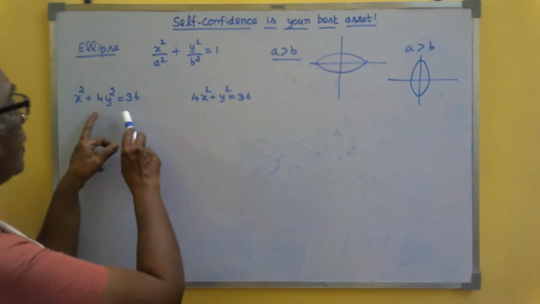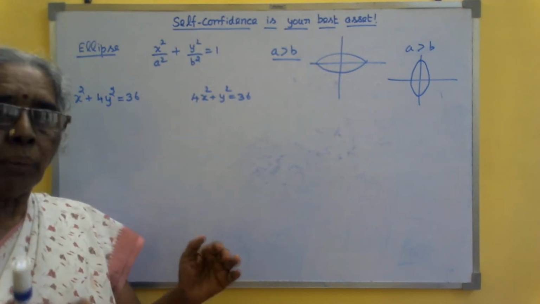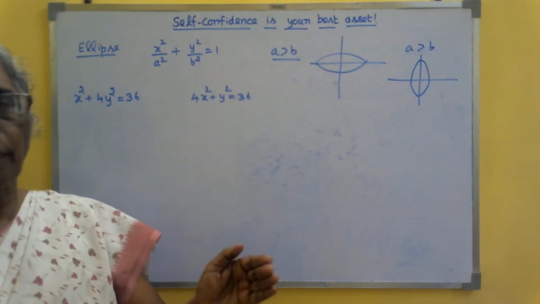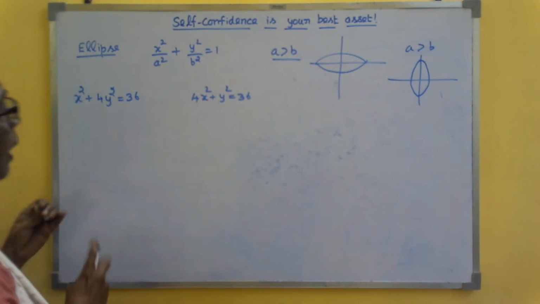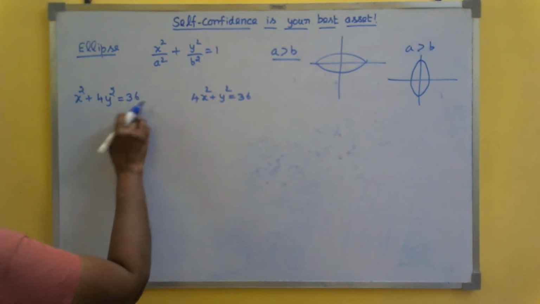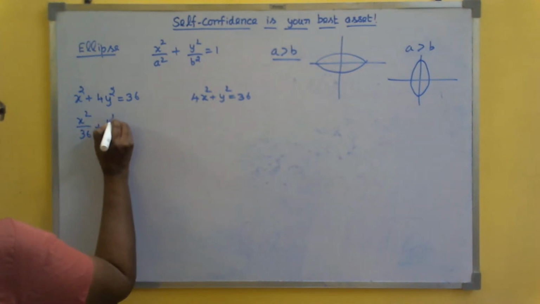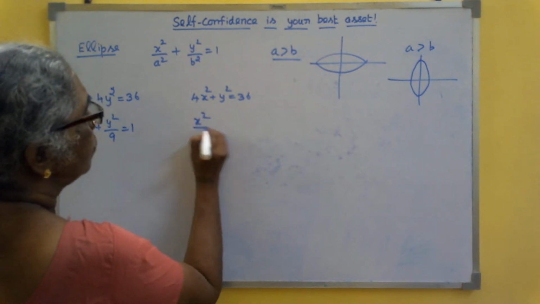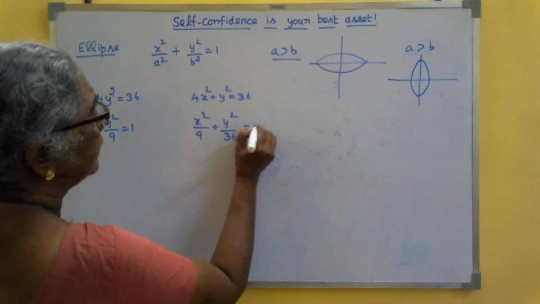Now, these two don't exactly resemble this one, no? But we have to bring it to that format. Then only you will know whether a is greater or b is greater and how our ellipse will look. So now, we have to make this side 1. So, divide the total equation by 36. You get x squared by 36 plus y squared by 9 is equal to 1. Here you get x squared by 9 plus y squared by 36 is equal to 1.